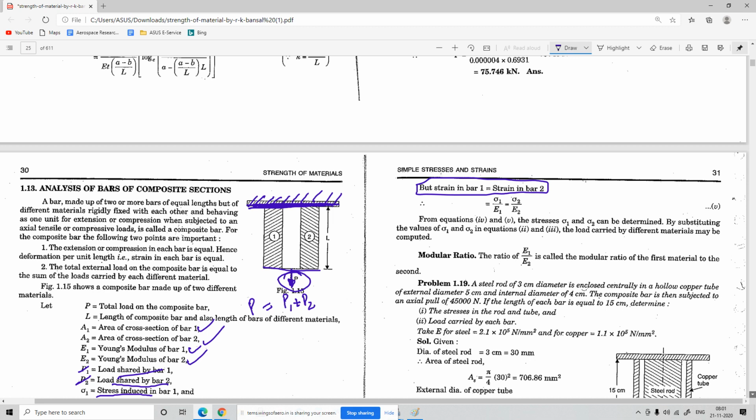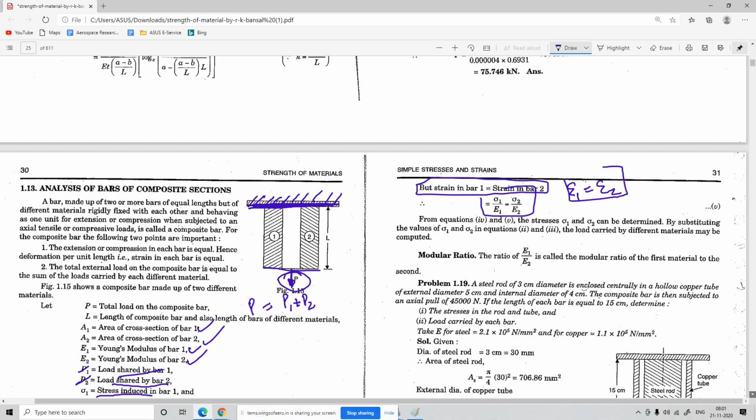If the strain in bar 1 is the same as in bar 2, then we can define it like this. So these are the conditions.